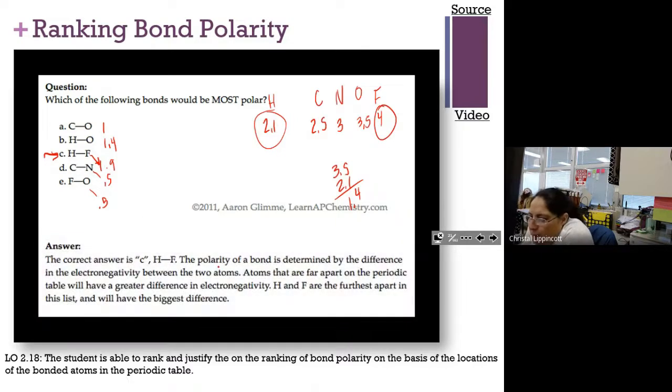But it's between a metal and a non-metal. So even though it's highly polar, it's still going to be covalent because it's two nonmetals. They're going to share electrons. Okay.